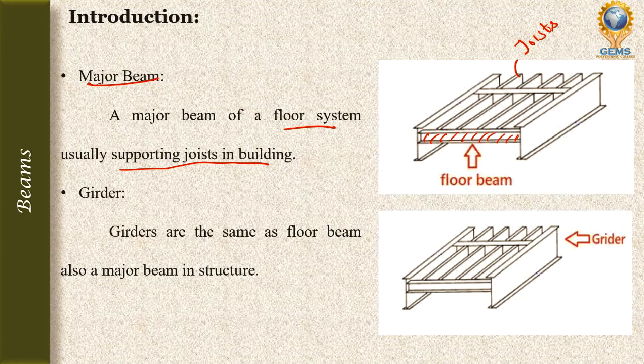The second one is the girder beam. These girder beams are the same as the floor beam, but they are given lengthwise in the building. That's why it is called a girder beam, and it is also a major beam in the structure.